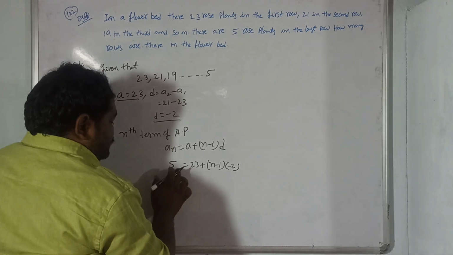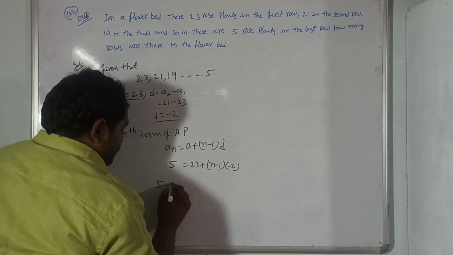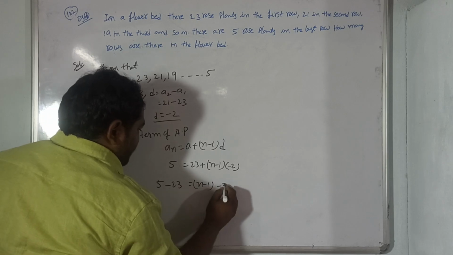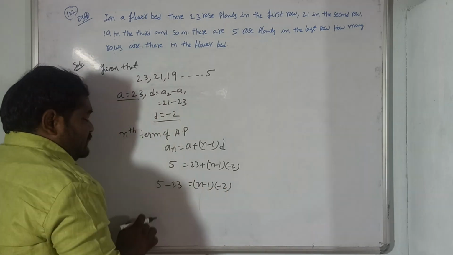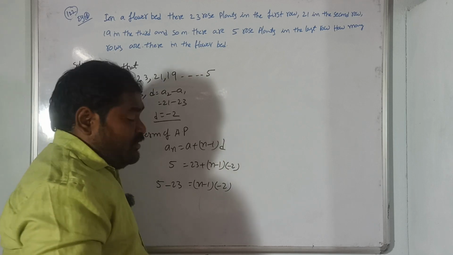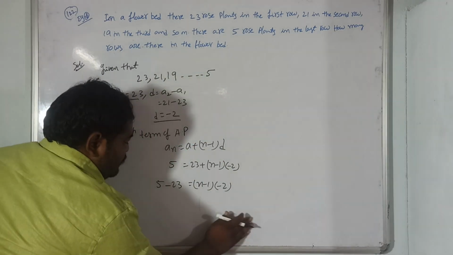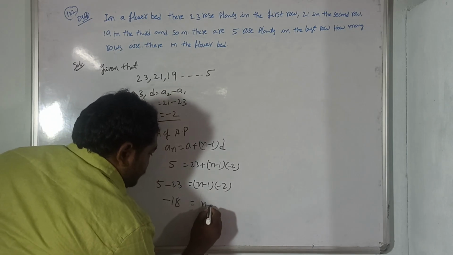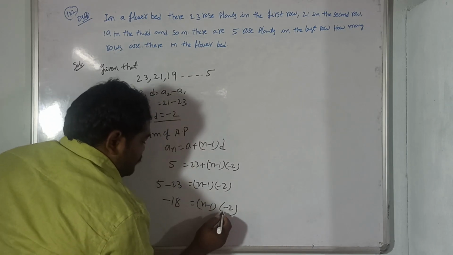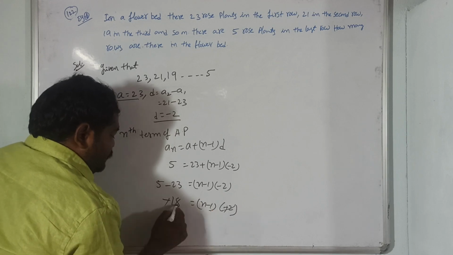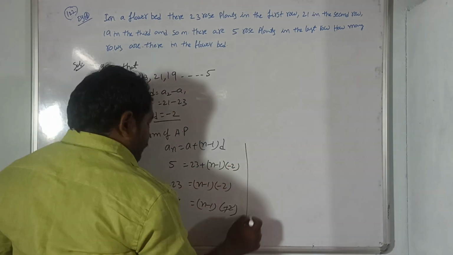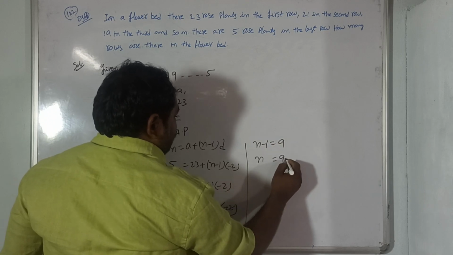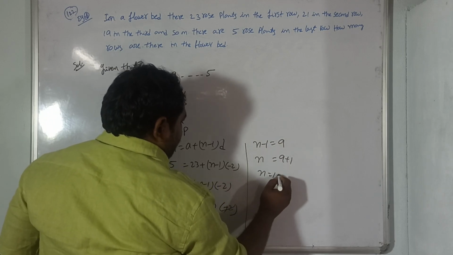Okay, plus 23 becomes minus 23 when it is in LHS, which is equals to n minus 1 into minus 2. Now minus 23 minus 5 gives minus 18, which is equals to n minus 1 into minus 2. Minus minus get cancelled, 2 9s are 18. Therefore we get n minus 1 equals to 9. Therefore n equal to 9 plus 1, n equal to 10.